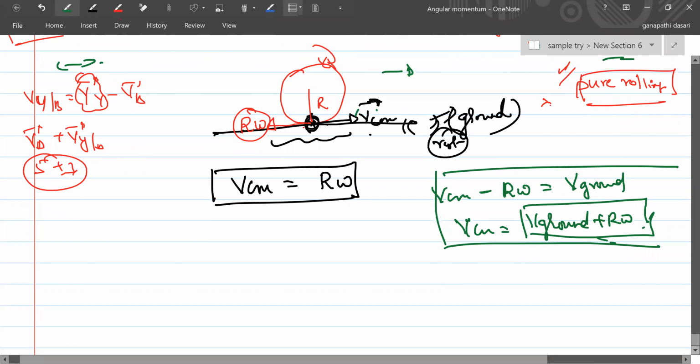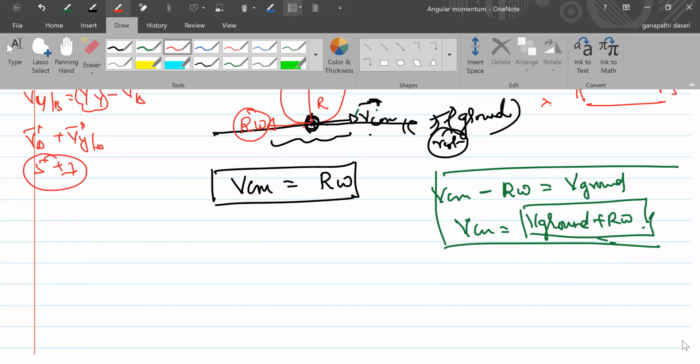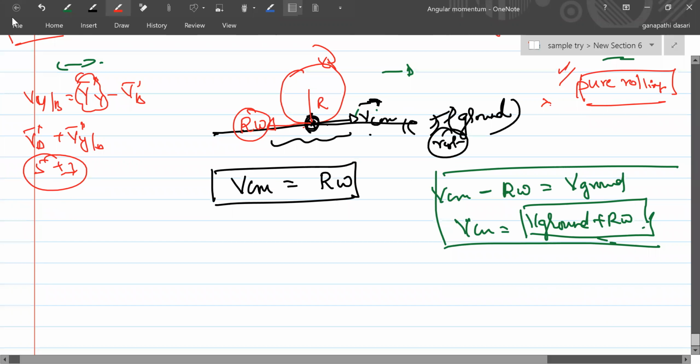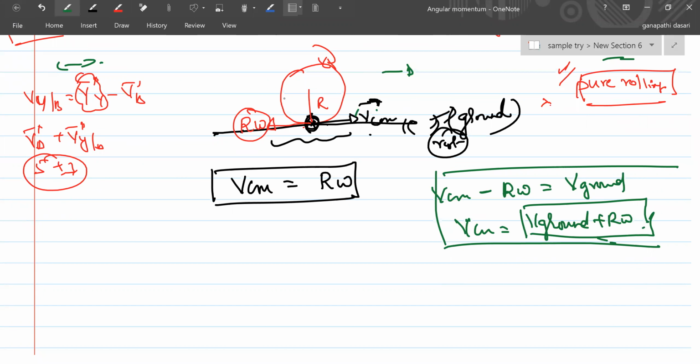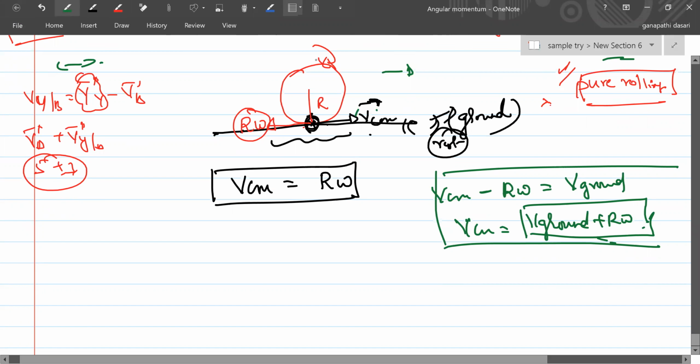Now there are 3 points, because generally there are a lot of other points, but in Mains and NEET mostly they will discuss 3 or 4 points. One point is this topmost point. One point is the bottommost point. One point is this point, and one other point is this point. Anywhere in between also they can ask.